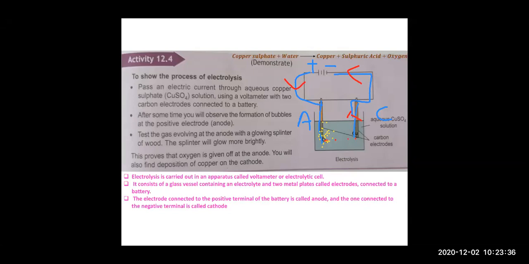So you need to test the gas. So what you are doing, you are bringing a lighted splinter of wood, a piece of wood that you have burnt and now you have blown off, right? It is still hot. You are bringing that near the anode. What do you see? It starts burning brightly. So this is the gas which supports burning, and that is oxygen. So this proves that at the anode oxygen is released, right?